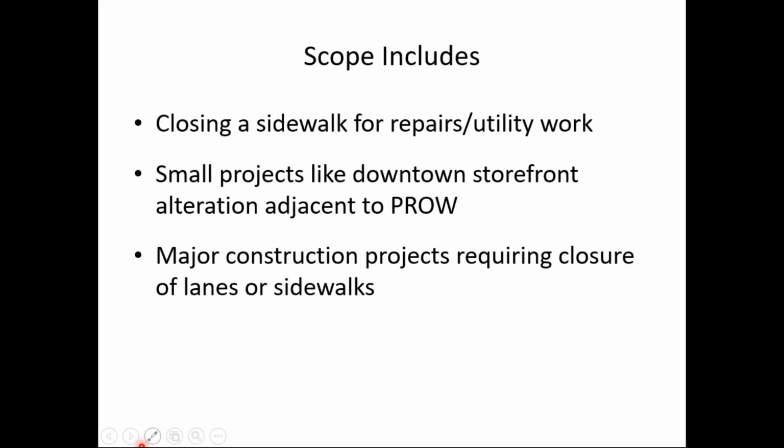That was a vertical construction or building construction project, but yet it affected both the sidewalk and the roadway. So you've seen examples of what the scope includes. It could be as simple as a municipality replacing one slab on a residential sidewalk in a neighborhood in town. It could range all the way up to major construction projects that require closure of lanes or sidewalks, like I showed you on Canal Street.